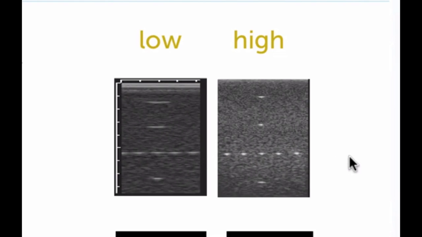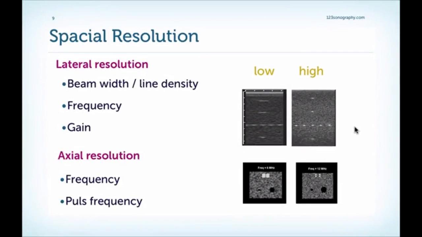But what determines lateral resolution? Well, basically it's the beam width and the line density, we'll talk about that later, the imaging frequency, and also the gain settings. Here's another phantom which shows you the effects of axial resolution.